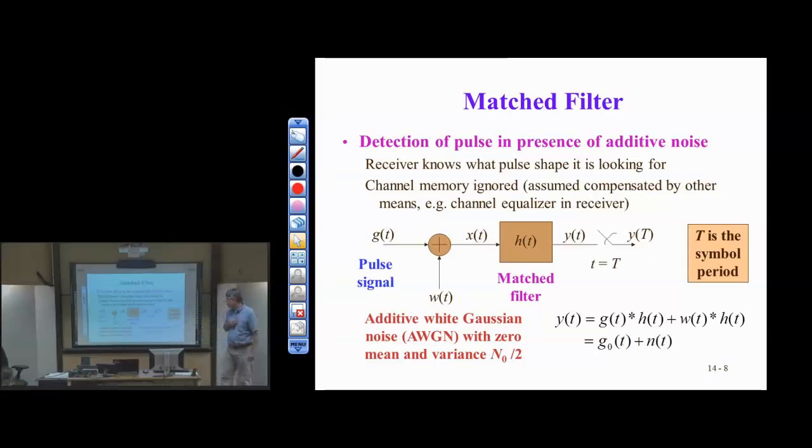So again, for our match filter, we're going to detect a pulse in the presence of additive noise. And the receiver is going to know what it's looking for. We're going to ignore the channel memory for the purpose of the derivation, so we'll assume that either it is negligible or it's compensated by other means, for example, a channel equalizer in the receiver. So our setup is as follows. We have a pulse shape that we know that the transmitter is sending out. That's G of t.